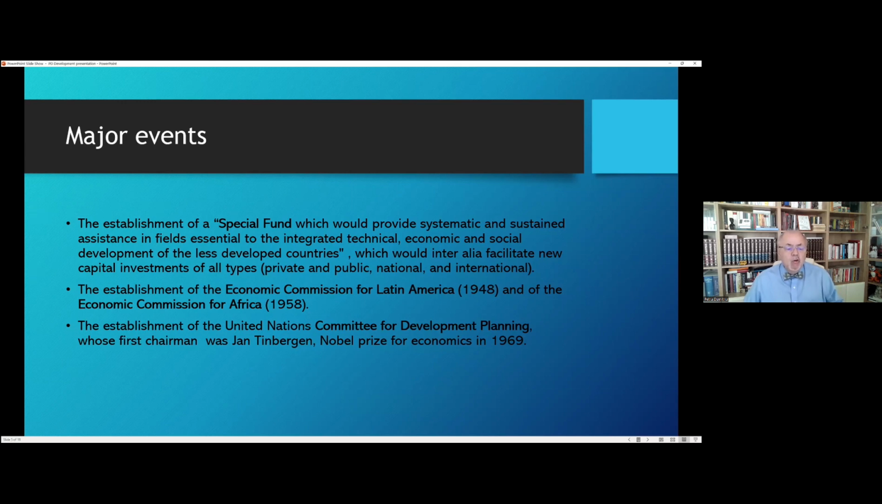And also, just to show how the United Nations started to pay attention to what was going on in the development of the third world, there was the establishment of the Economic Commission for Latin America and the Economic Commission for Africa, and also the United Nations Committee for Development Planning. Again, I was amazed to see how often the United Nations used Nobel Prize winners in Economics for their own activities. It was the case of Jan Tinbergen, who was the first chairman of the United Nations Committee for Development Planning.